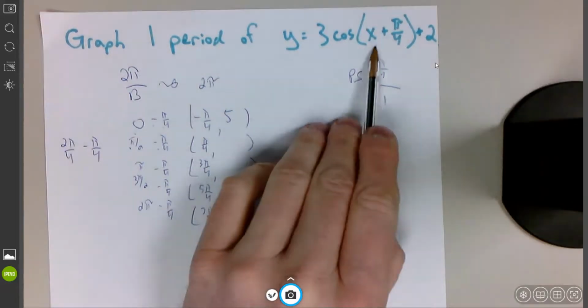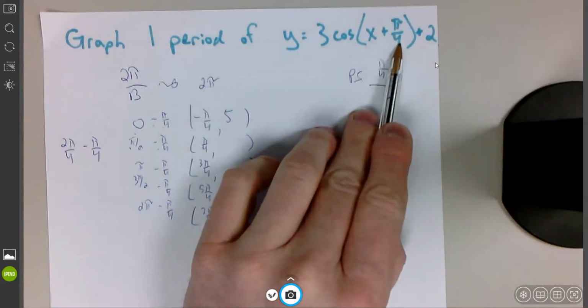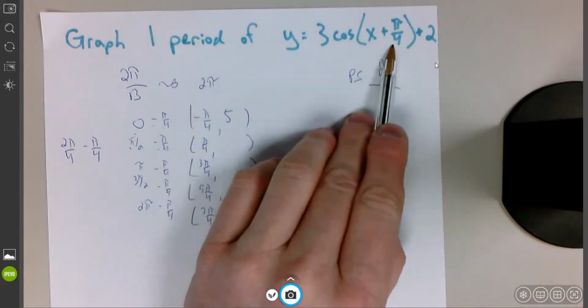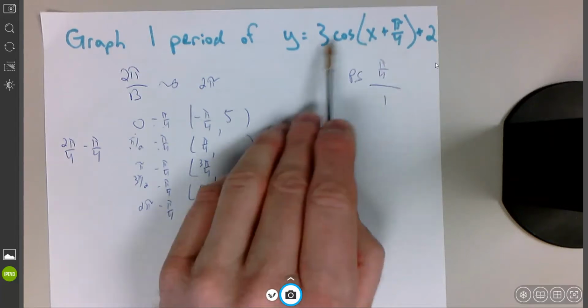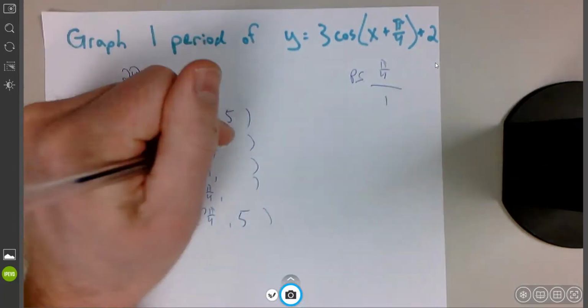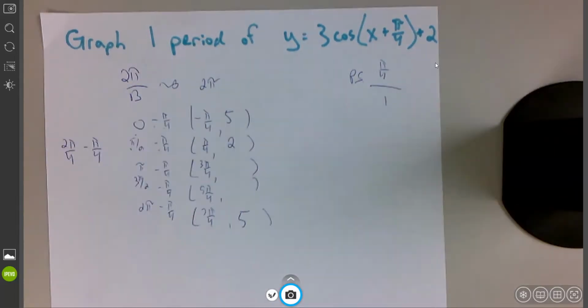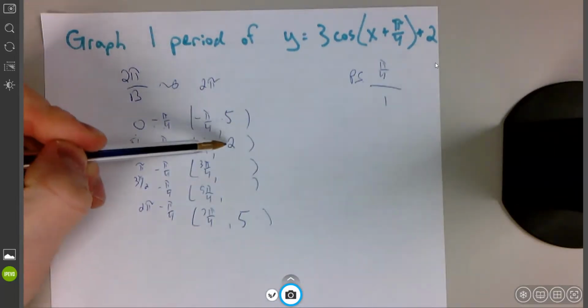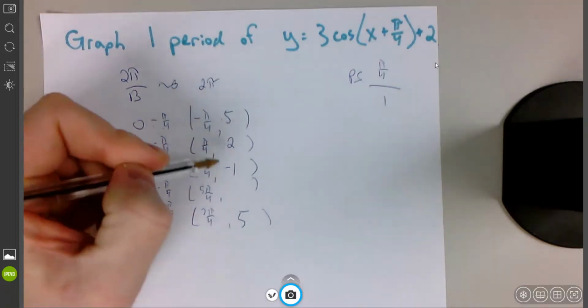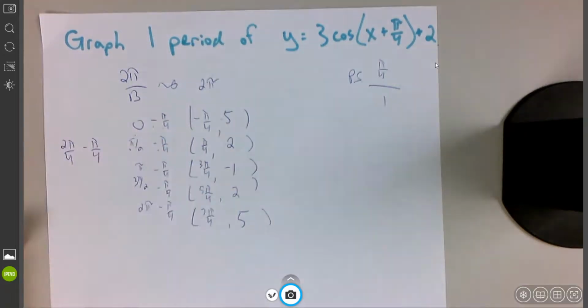Next one, pi over 4. Pi over 4 plus pi over 4. That's 2 pi over 4. That's pi over 2. 90 degrees. Cosine of pi over 2, 0. Times 3, 0. Plus 2, 2. Okay? So cosine, maximum, mid, minimum, mid, maximum.